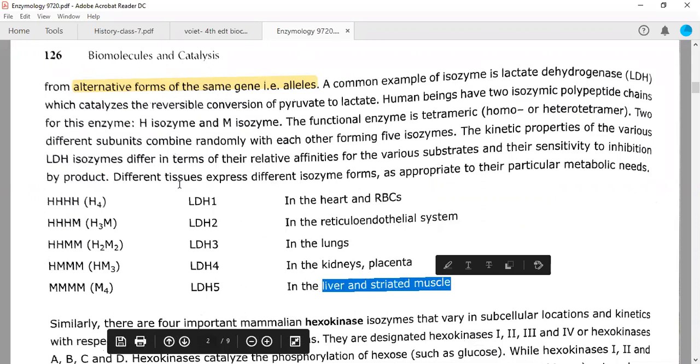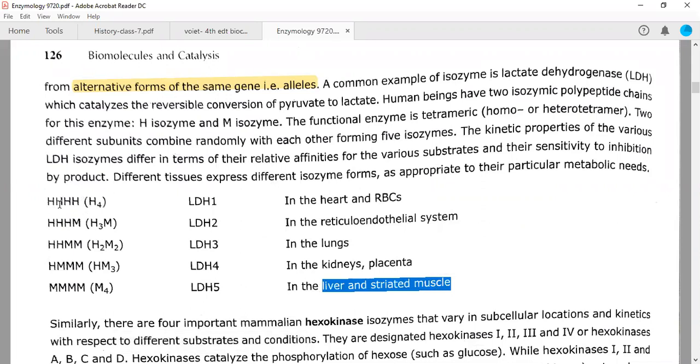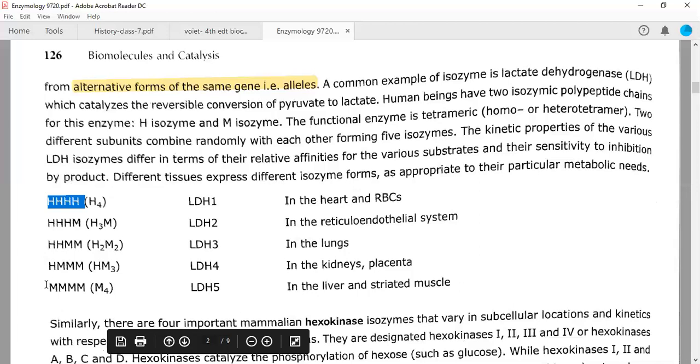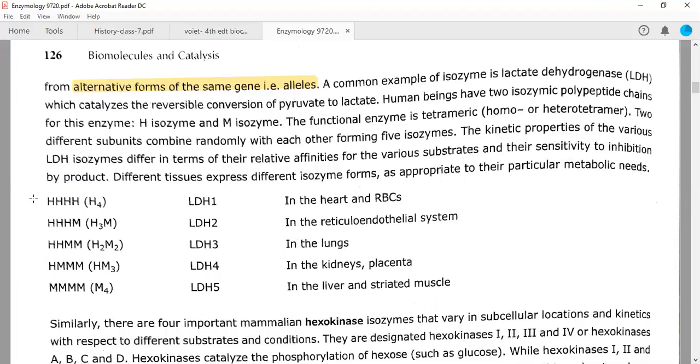Because they are made up of different subunits, they may be either homotetramers or heterotetramers. A homotetramer is made up of the same subunits, so H4, HHHH, and this is M. This one is present in heart and this is present in muscles. Therefore, they are called H and M. H is coming from heart, M is coming from muscle. So there are two major variations, two different kinds of lactate dehydrogenase. If all the subunits are the same, then they are called H4. So these are called homotetramers.